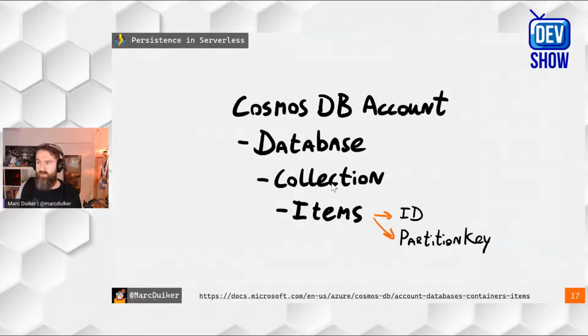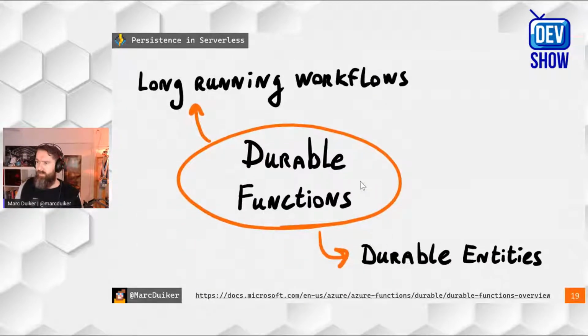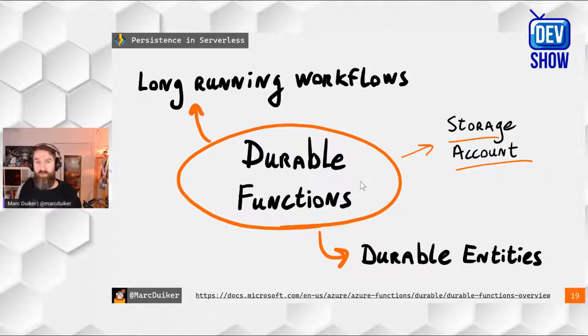Okay, so let's now get back to the slides and talk about the last item, called durable entities. That's definitely a different beast compared to all of the other storage options we had so far. Durable entities is part of durable functions, and durable functions is an extension on Azure Functions. But it's a code extension, so it's not a storage service per se. It's just a NuGet package if you're running on C#, or an NPM package when you're running on Node.